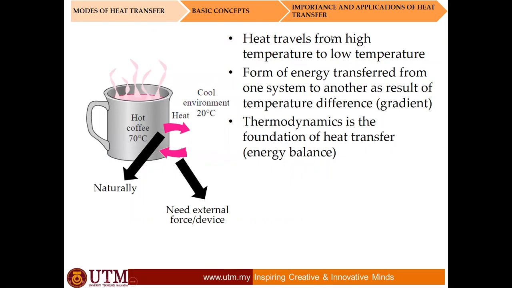So in general, heat travels from high temperature to low temperature. Okay, so the travel of heat follows these three main modes of heat transfer: conduction, convection, and radiation. But they are all related to the transfer of energy from high to low. So a form of energy is transferred from one system to another system as a result of a temperature gradient. If you look at this example, we have hot coffee at a temperature of 70 degrees C, and a cool environment at 20 degrees C. Because the coffee is hot, energy transfers from hot to cool.